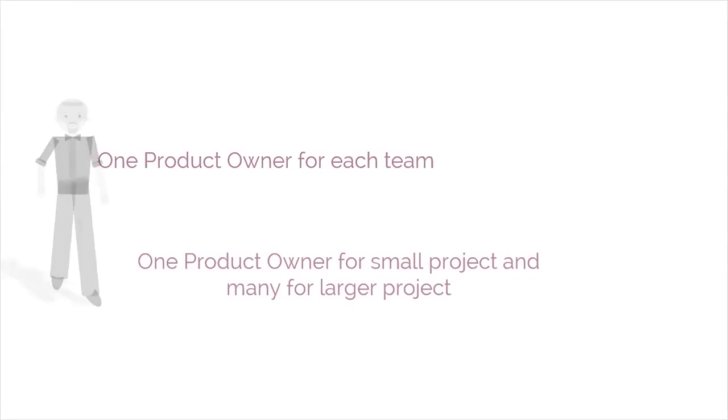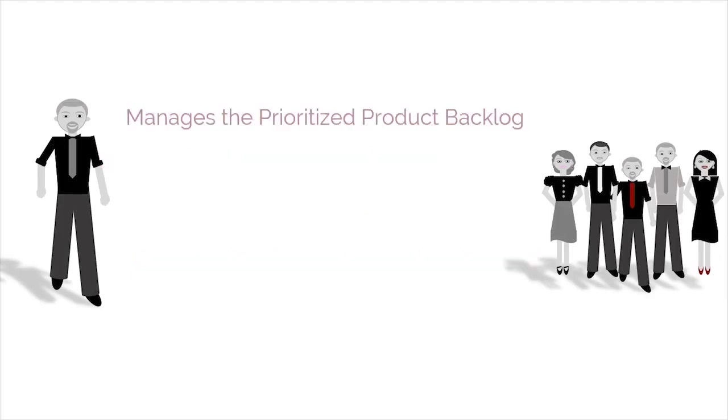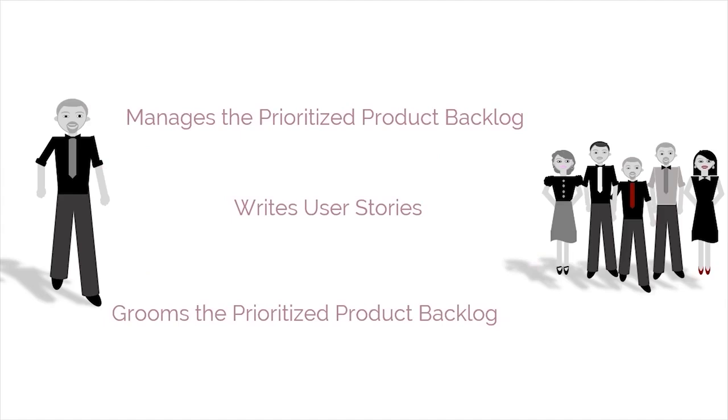A small project may only have one product owner, whereas larger projects may have several. These product owners are responsible for managing their sections of the prioritized product backlog. Product owners write the user stories and manage and groom the prioritized product backlog.